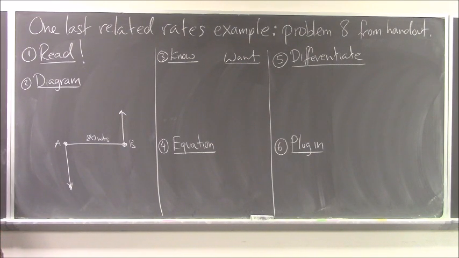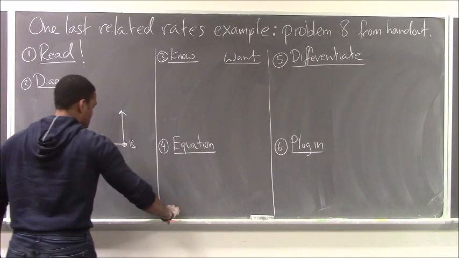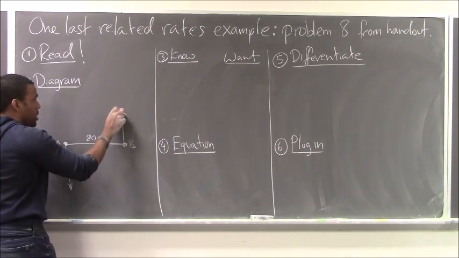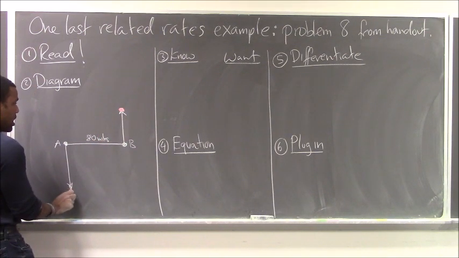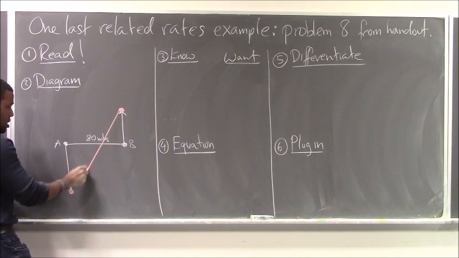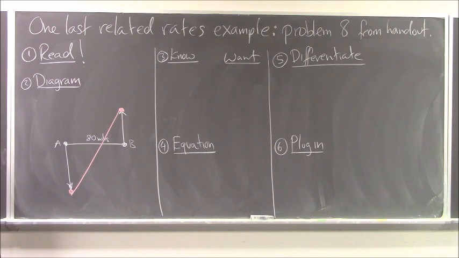So what is the distance that we care about? We care about this distance that's between them right here. So here's your current ship B, here's your current ship A. That distance is what we care about.